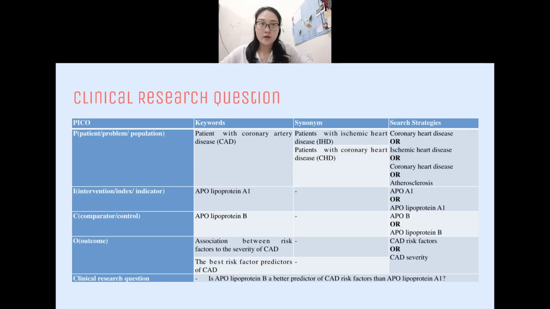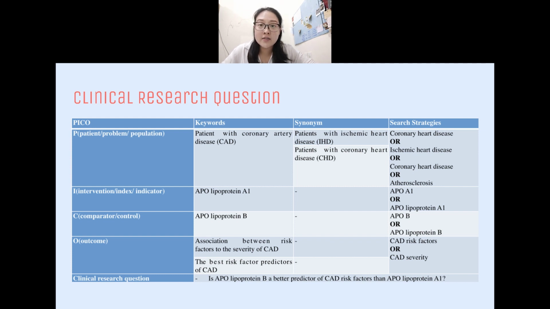Thank you. Good afternoon, doctor. My name is Vanessa L, number 121. Based on question number 2, listed below are the PICO based on the article and the clinical research questions made based on it. The PICO: P is for patient, problem, or population. The keyword is patient with coronary artery disease or CAD. The synonyms are patient with ischemic heart disease and patients with coronary heart disease. The I for intervention, index, or indicator is apolipoprotein A1. The C for comparator or control is apolipoprotein B. O for outcome is the association between risk factors and the severity of CAD and the best risk factor predictors of CAD.